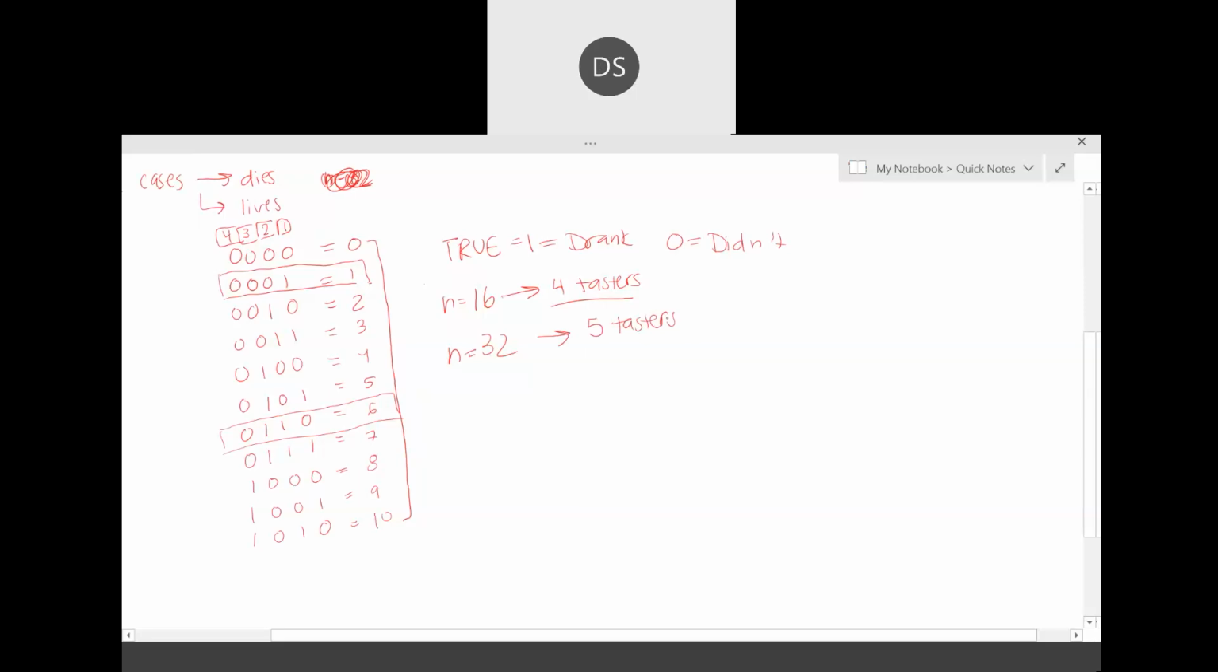Exactly. So try to see the pattern between, and then if it was 64, we'd have 6 tasters. So what's the pattern between what n is and how many tasters there are? All right, let me ask one more. Okay, everybody answer. Okay, there's 13, 14, 15 of you or something.